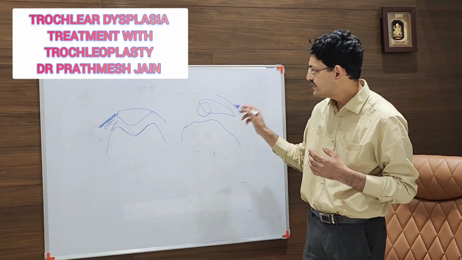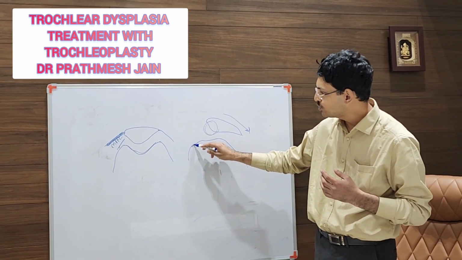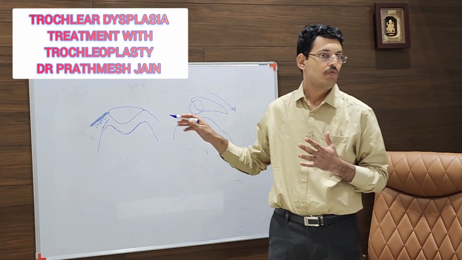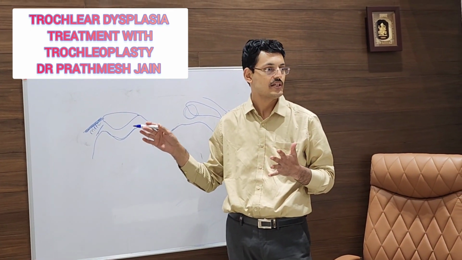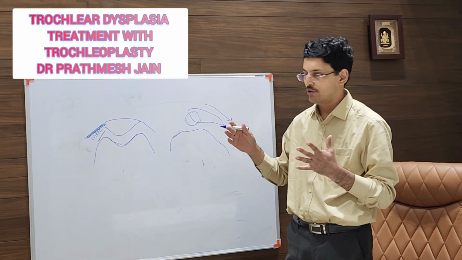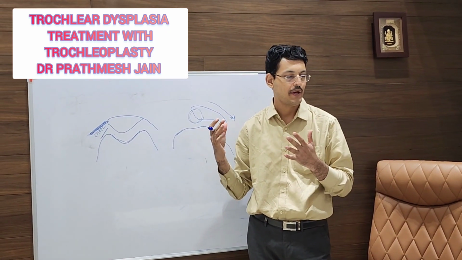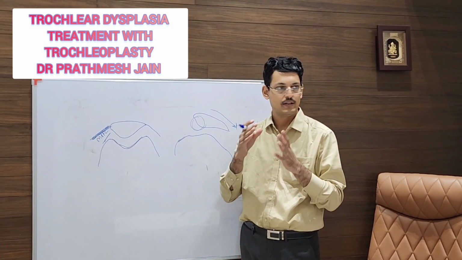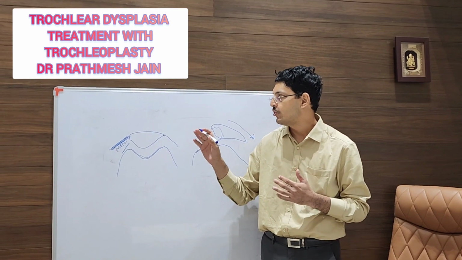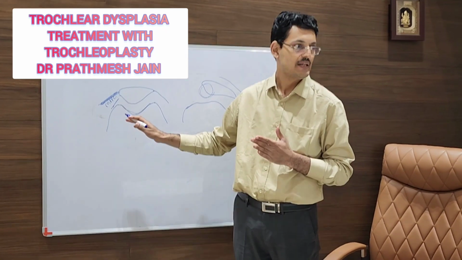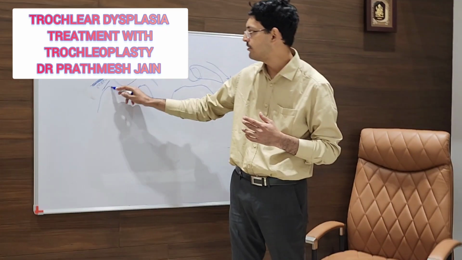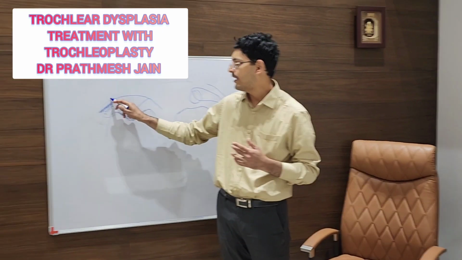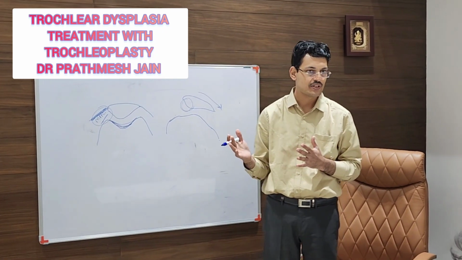For this reason, in most cases with trochlear dysplasia, we usually recommend a procedure called a trochleoplasty. If you talk about my principles or pattern of treatment, for type A dysplasias, in which there is a concave trochlea which is a little shallow, I will do an MPFL reconstruction or an MPFL advancement surgery.